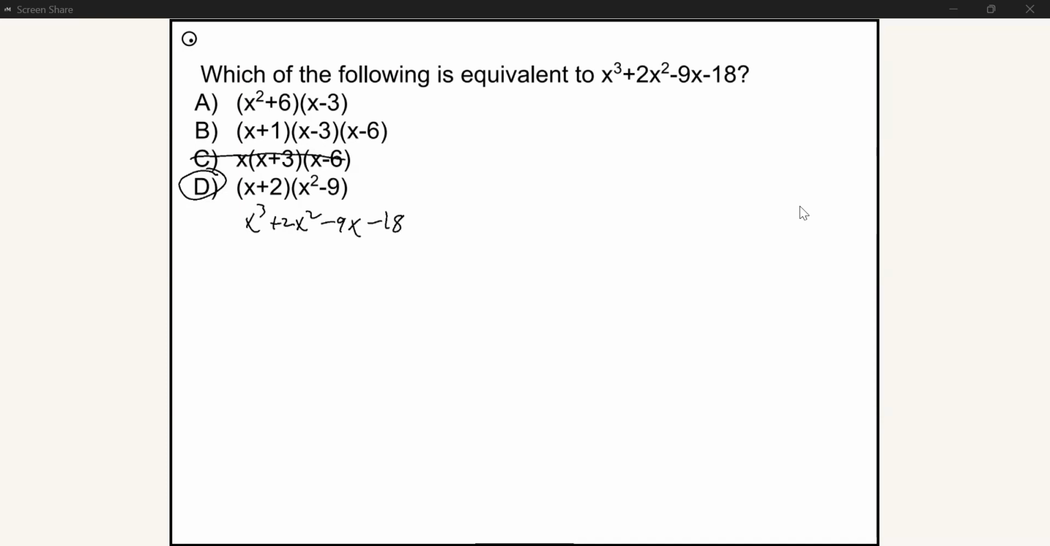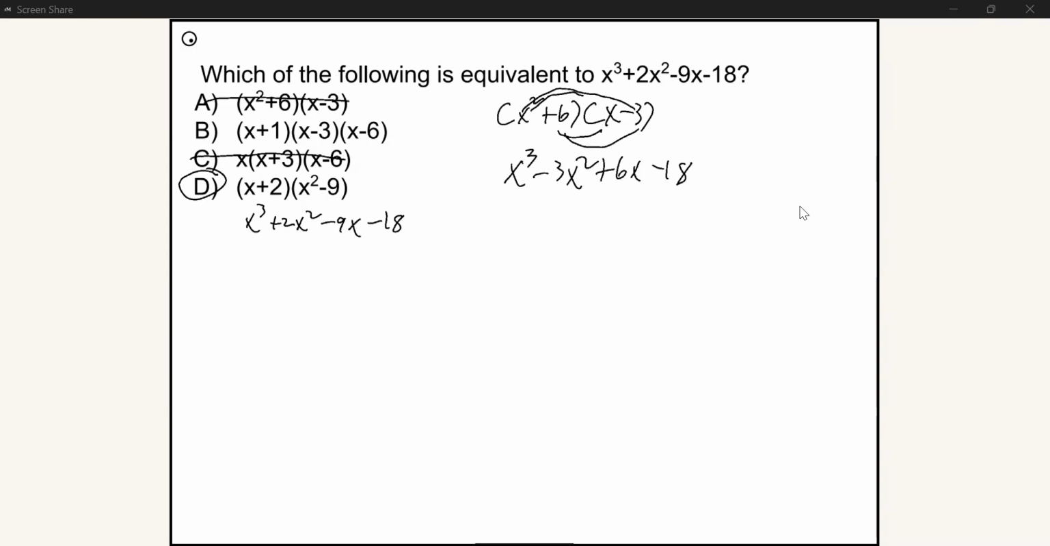If we went to A, which is more natural, probably for most people than D, it would be x squared plus 6 times x minus 3. You FOIL. You're going to get x cubed minus 3x squared plus 6x minus 18. So we have the minus 18 and x cubed, but this is totally wrong. So A would not work.